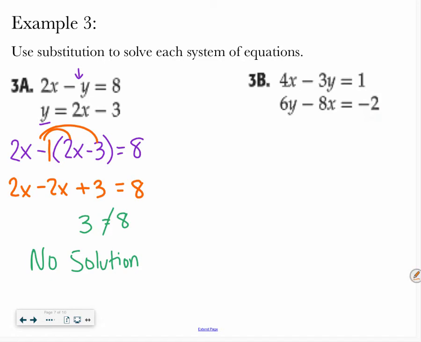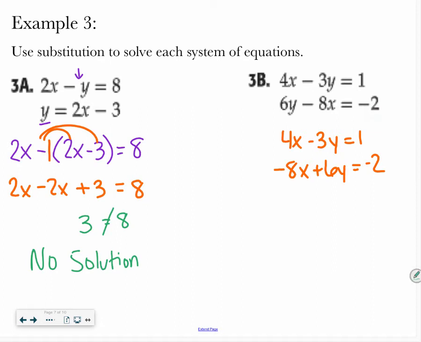Let's look at letter B. If we have 4x minus 3y equals 1, and we have 6y minus 8x equals negative 2, the first thing I'm going to do is rewrite it so that these x's and y's are vertical with each other because it makes life easier. It's good practice for what's coming tomorrow.